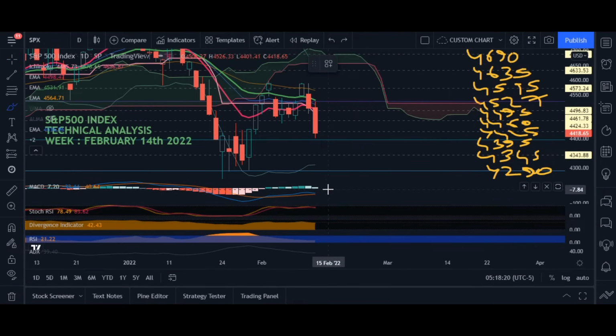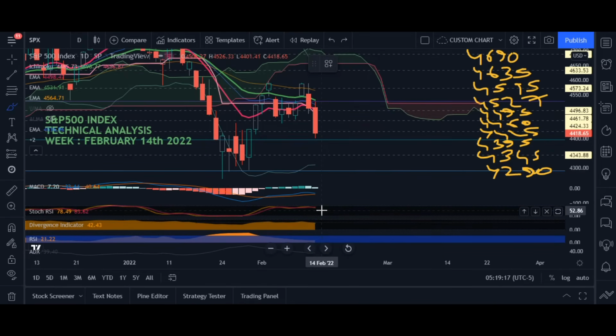Okay, so we have MACD. Now MACD is bullish. As of now it is bullish, but it is trading in the bearish territory. See, so the directional MACD, it is bullish but trading in the bearish territory.